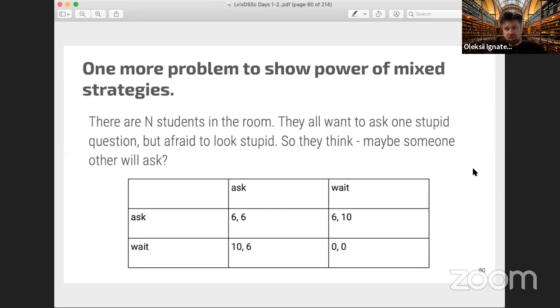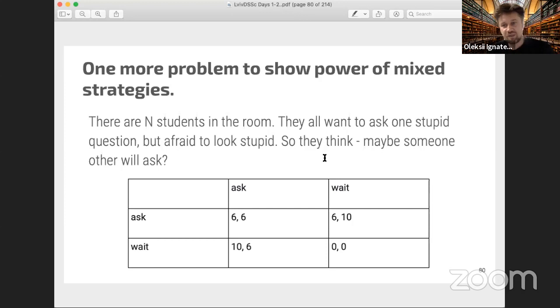So another problem to explain a little bit more mixed strategy is, actually, a very good problem to think about. The formulation is like this: we have n students in the room, and they all want to ask one stupid question, but they are afraid to look stupid, so they think maybe someone else will ask this question, so I don't need to be stupid. But if nobody asks this question, then this question will never be answered.